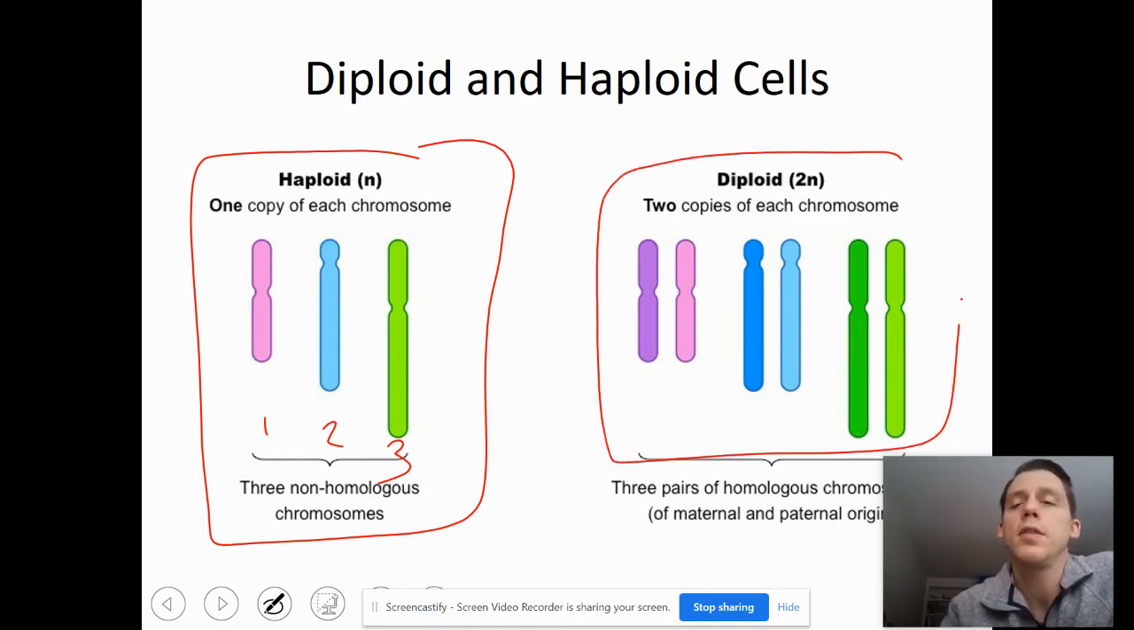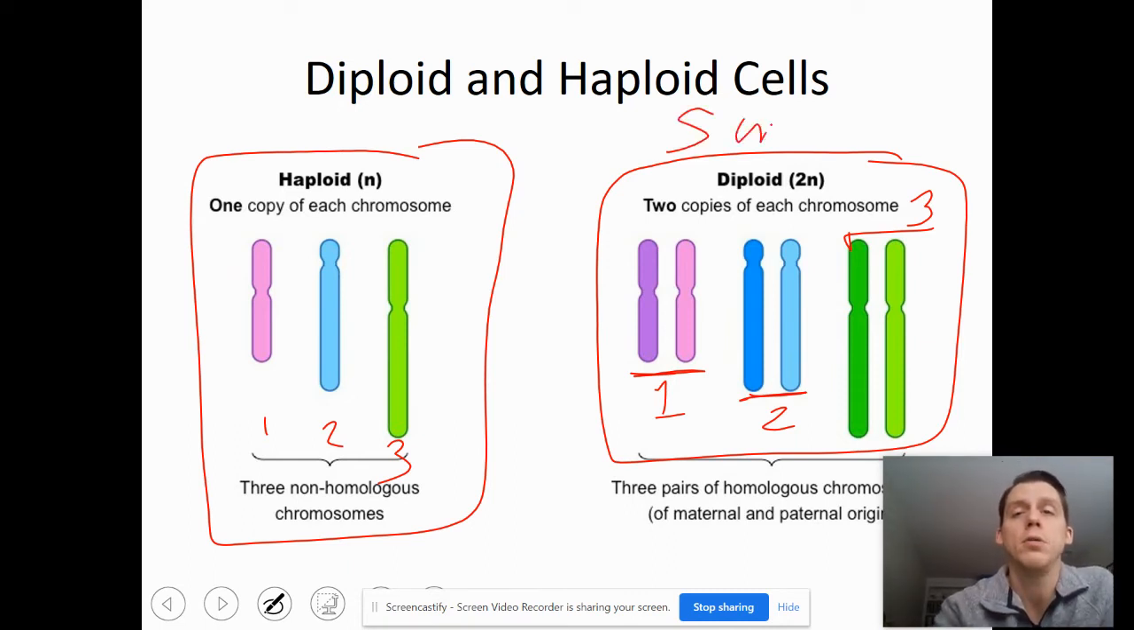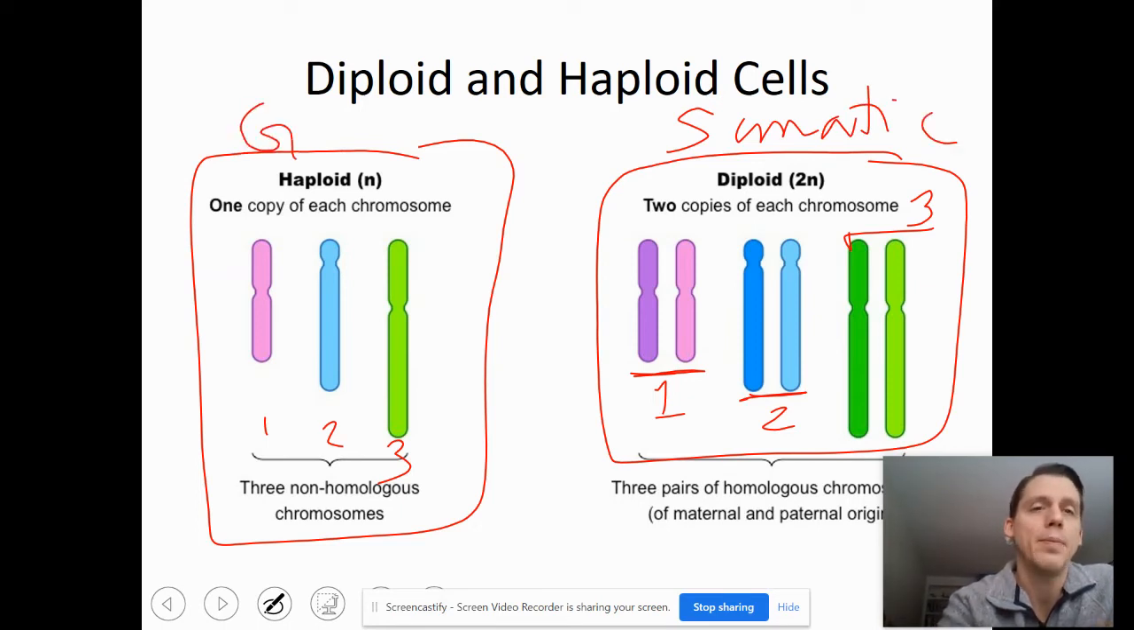Diploid, there are pairs, right? You can see that chromosome pair number 1 is a pair. They're similar, but not identical. Chromosome pair number 2, again, similar, but not identical. And then chromosome pair number 3, similar, but not identical. That's 6 chromosomes total for 3 pairs. So this would be a somatic cell. And this would be a gamete.